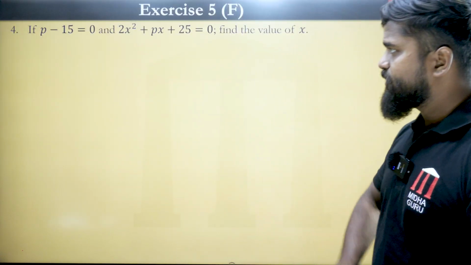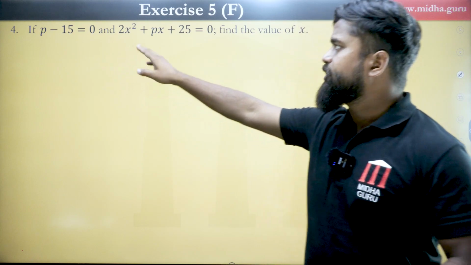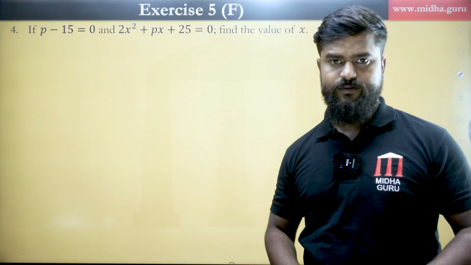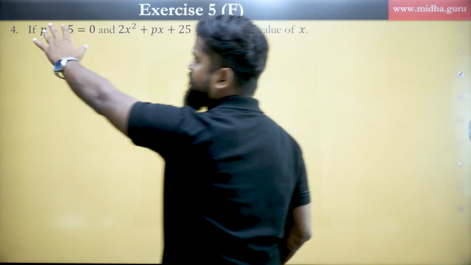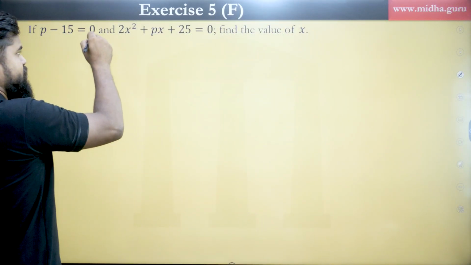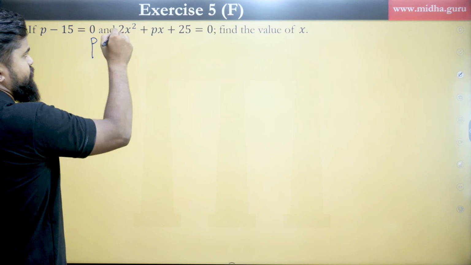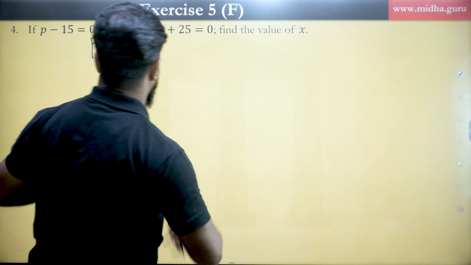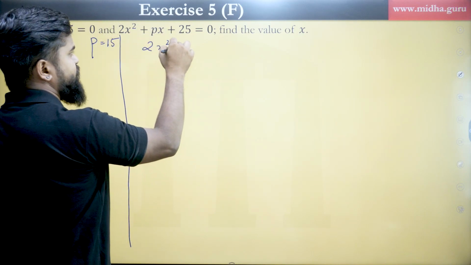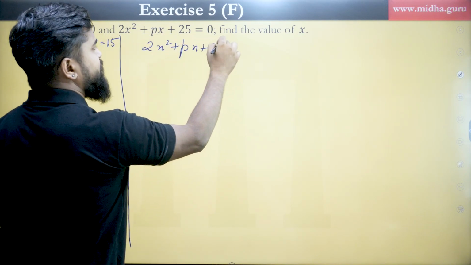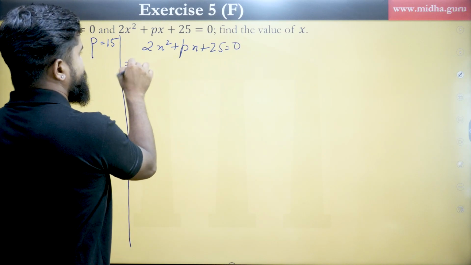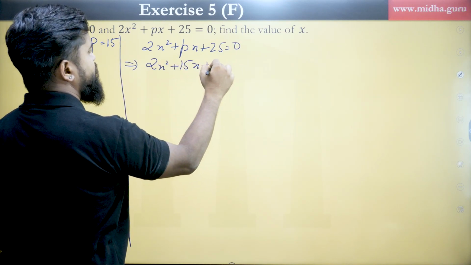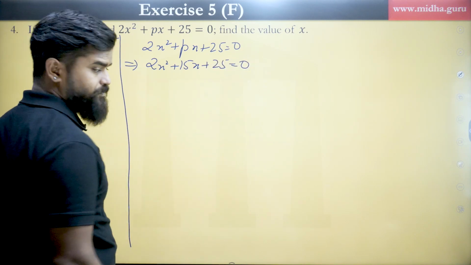Next question says, if p minus 15 is equal to 0 and 2x square plus px plus 25 is equal to 0, find the value of x. So this statement here, p minus 15 is equal to 0, we'll use it to evaluate the value of p. So now we get that p is equal to 15. So we'll substitute it in this equation, 2x square plus px plus 25 is equal to 0. We'll just substitute the value of p. It will become 2x square plus 15x plus 25 is equal to 0.